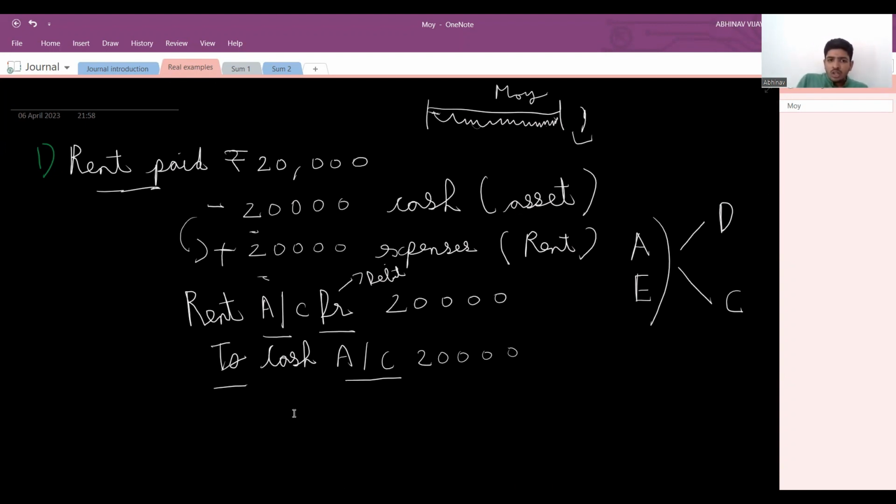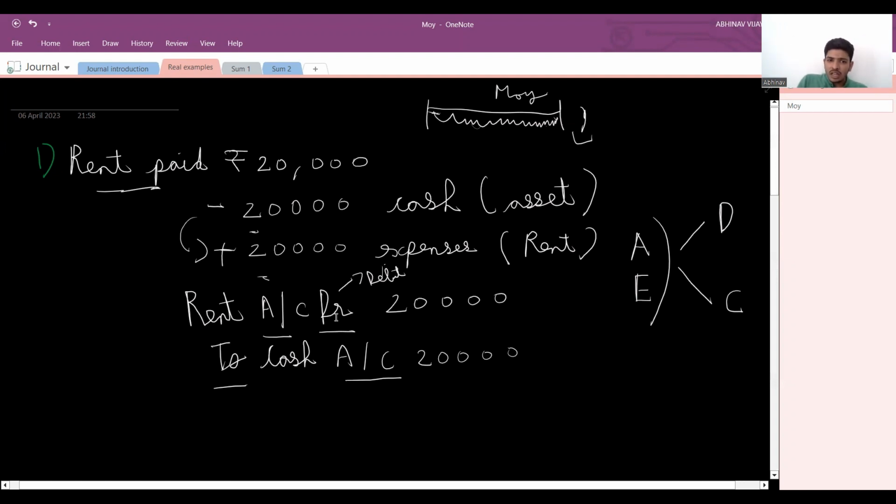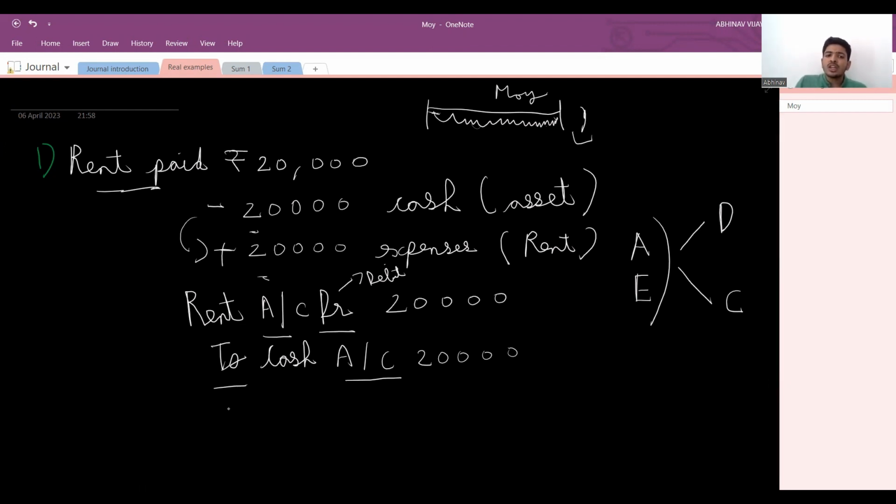So, rent account DR means rent account debited. Now, why is "to cash account" written? To cash account is the format for a credit entry. It is the same thing. Whenever you have to credit any item, you have to write "to" before it. "To" is the representation of credit entries.